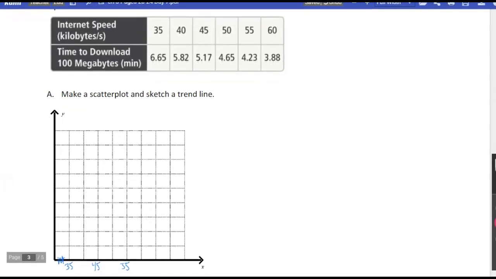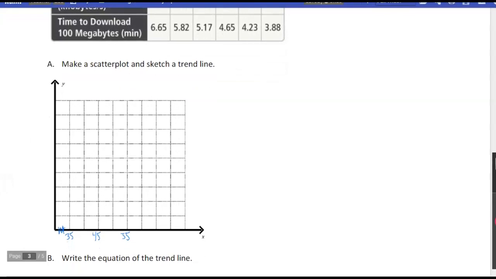Over here, I only have to go between 3 and 7. So I could do 3 here. So if I did another broken line, I could do 3 here. Let's see if this works. 4, 5, I'm skipping 6 and 7.